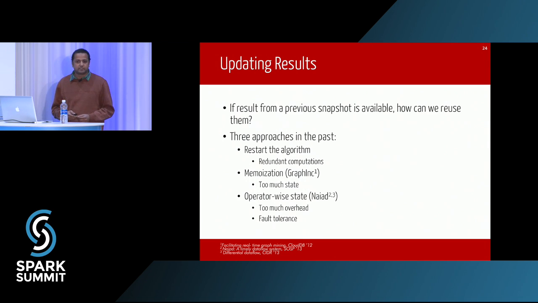So in the literature, there have been 3 approaches to tackle this problem. The first one obviously is to restart your computation on the new snapshot. But as we saw, this results in a lot of redundant computations. The second approach is to do memoization. For example, there is a research prototype called GraphInc, and what it does is to keep track of all the messages and all the states of every graph entity over time, and it figures out which part of these has changed, and then it can reuse parts of the graph that did not change. The problem with this is that if you look at even a moderately sized graph, the amount of messages and the state in such a system is huge, and this results in a lot of storage overhead and also fault tolerance problems. Finally, there are approaches which use operator-wise state.